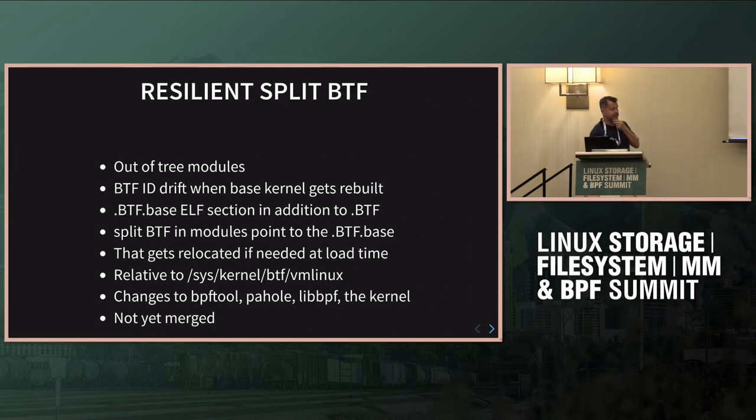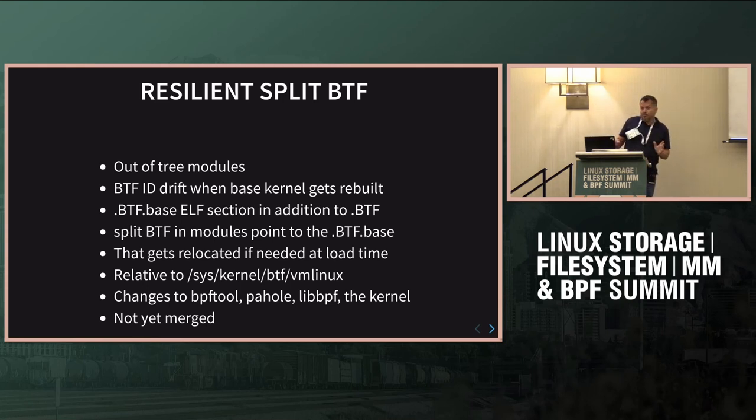Resilient split BTF is a problem that people have when you build a kernel and the modules. The modules will not have all the types that they use. They will have all the types that are specific to this module. The ones that are in the kernel already will be kept there, and then there will be references from the BTF file for this kernel module to the base BTF, which is for the kernel. But if you make a change in the kernel, you fix something or you add some new function, everything gets renumbered. And then there is a drift.